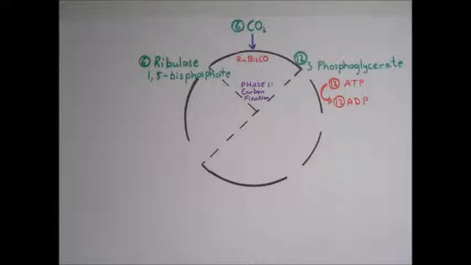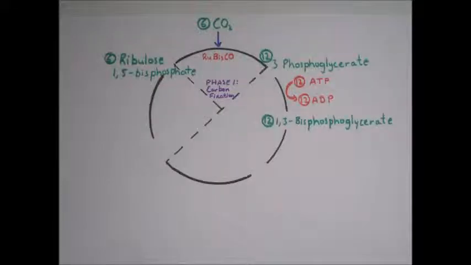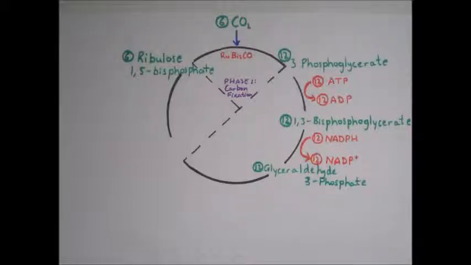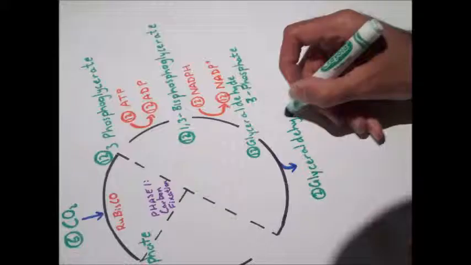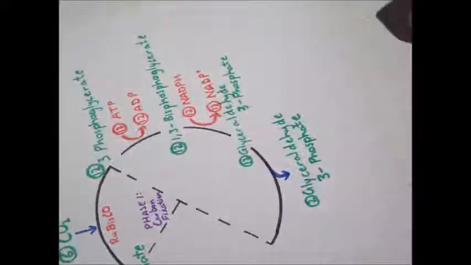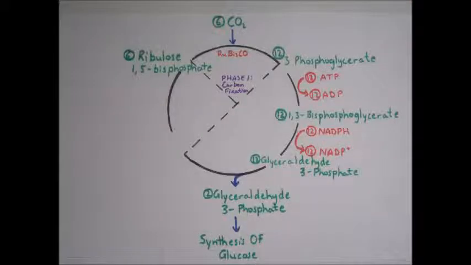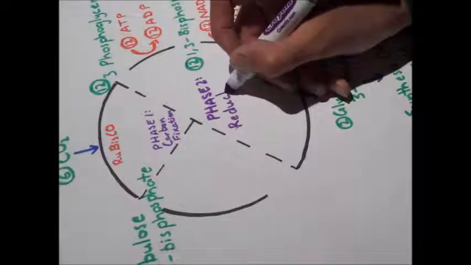With the help of 12 ATP, which are turned into 12 ADP, 12 molecules of 3-phosphoglycerate are turned into 12 molecules of 1,3-bisphosphoglycerate. Now these 12 molecules are turned into 12 glyceraldehyde 3-phosphate with the help of 12 NADPH, which are turned into 12 NADP+. Now out of the 12 molecules of glyceraldehyde 3-phosphate, 2 are used for the synthesis of glucose. Now this is known as phase 2, which is reduction.